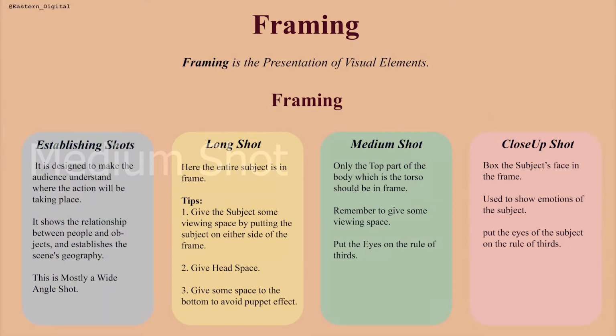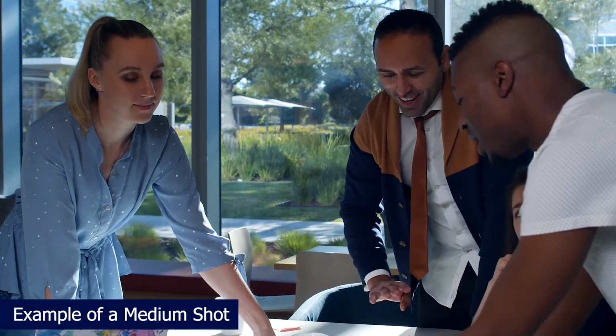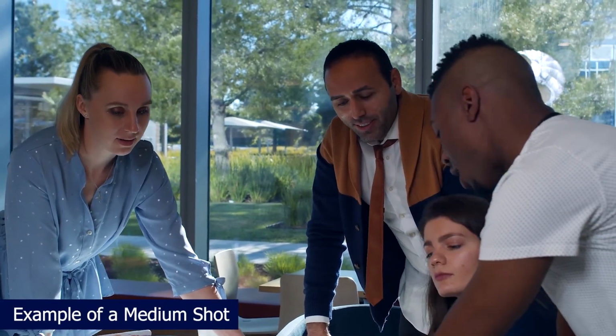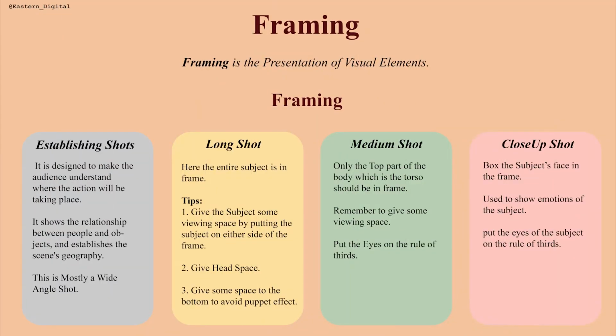Now it's time to move on to the next one, which is the medium shot. Medium shot is also called a waist shot, where we only cover the top part of the body, which is basically from the torso to the head. Here also you need to give some viewing space by putting the subject on either side of the rule of thirds. Unlike the long shot or the establishing shot, which give maximum importance to the environment in the footage, the medium shot gives equal importance to the subject and the environment.